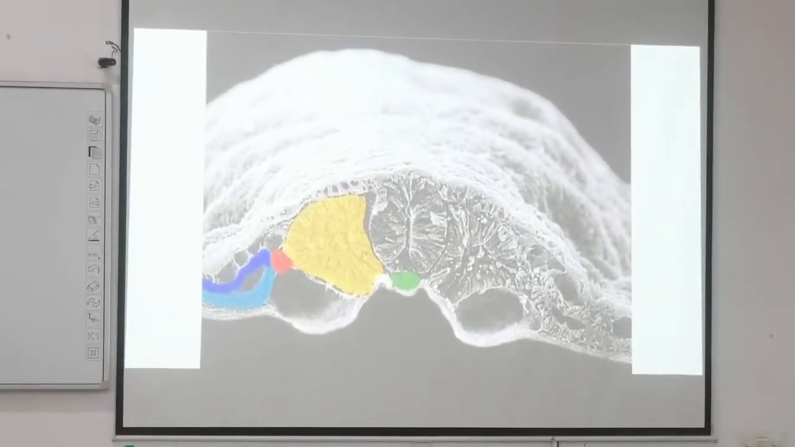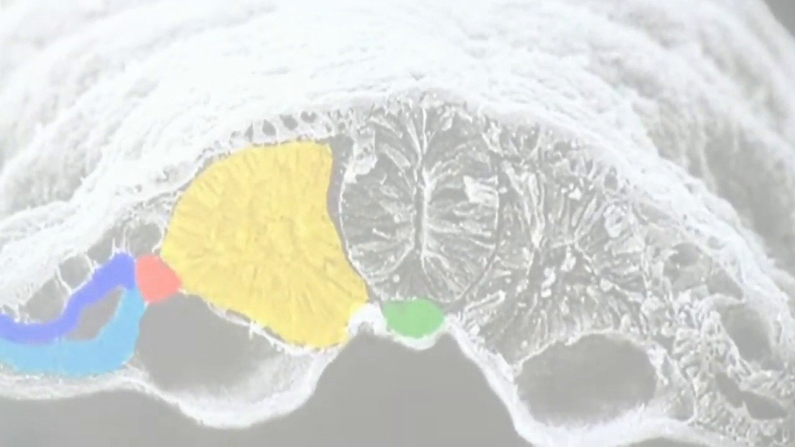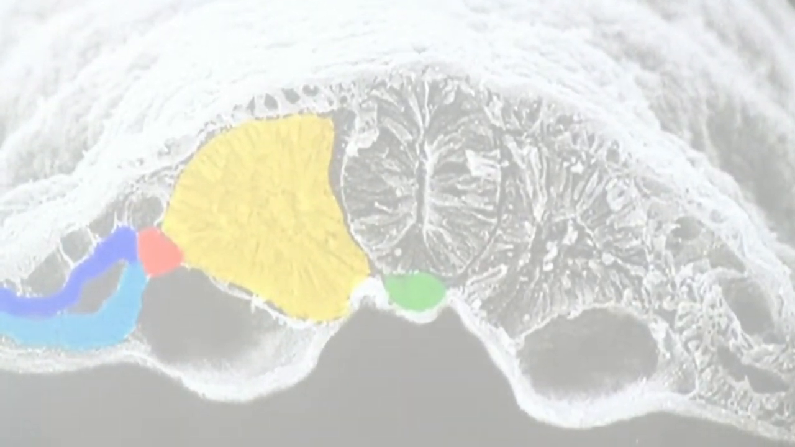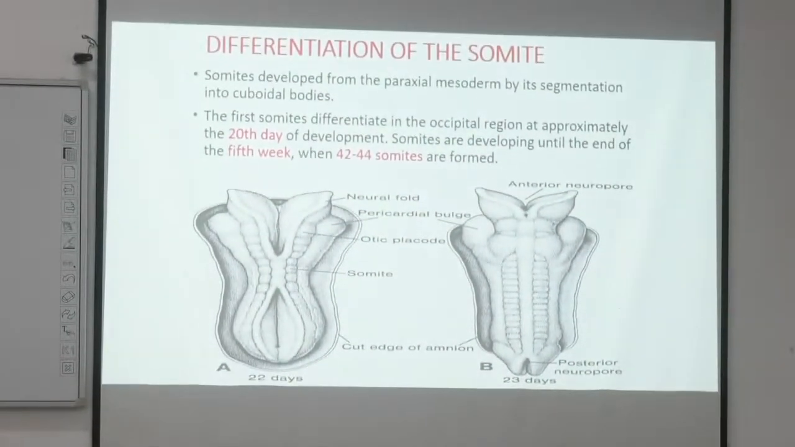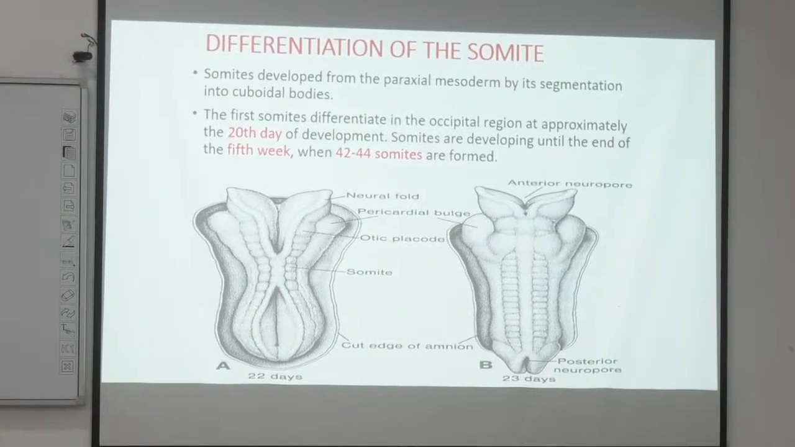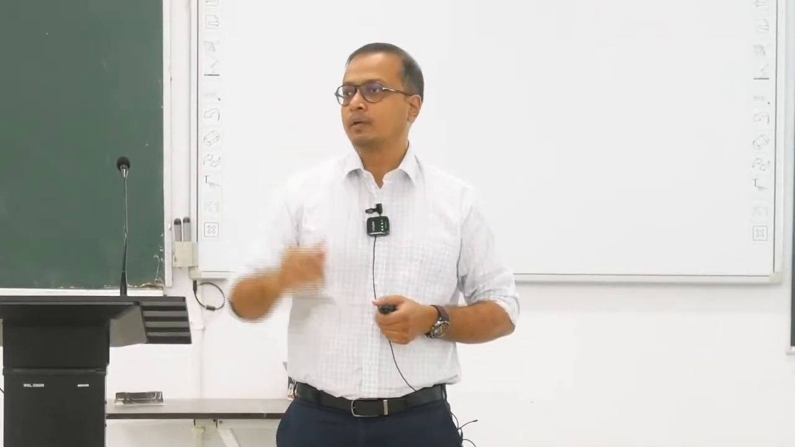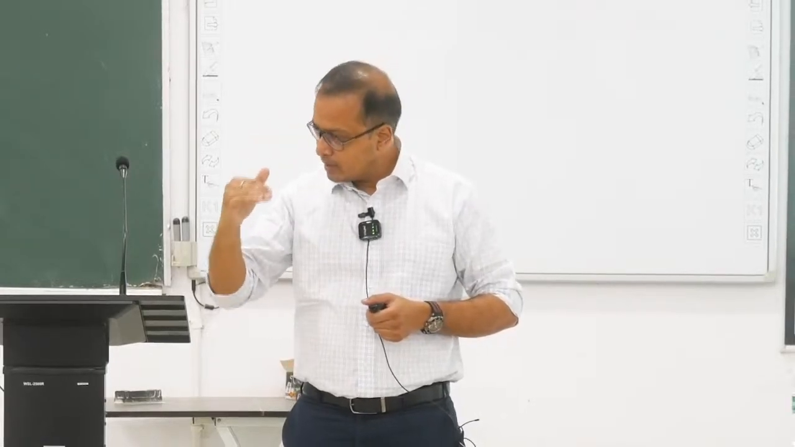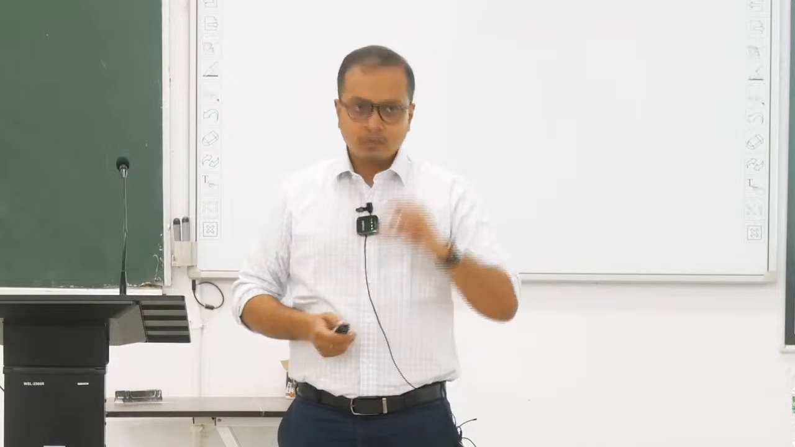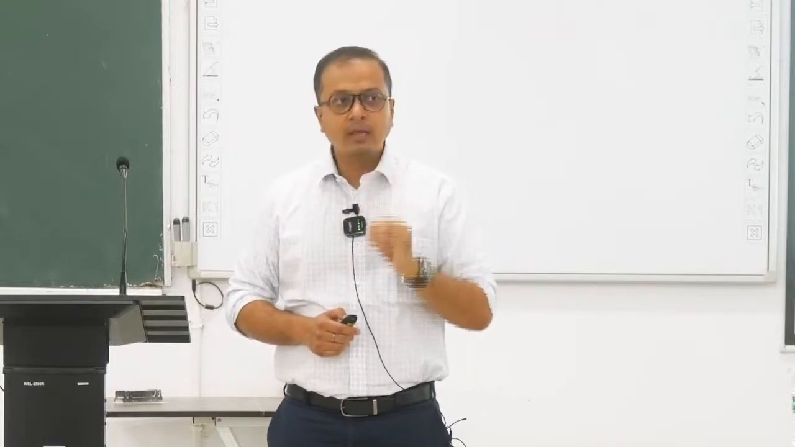Now this region we call the paraxial mesoderm, the yellow one, shows further transformations. Soon we see that this layer known as the paraxial mesoderm goes on segmenting like this. It makes small cubical blocks, one after another, and these cubical blocks do not appear at the same point of time. They appear slowly. They appear from the neck region, which we call the occipital region, and then gradually keep on forming downward. So this cubical block we call a somite or somitomere. These names you have to keep in mind.